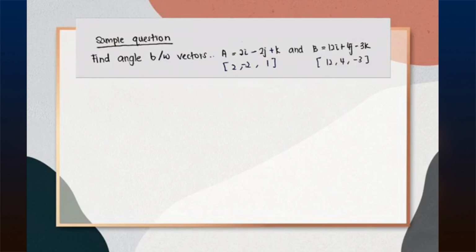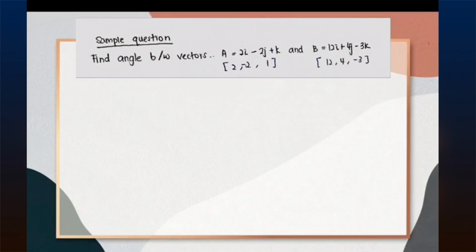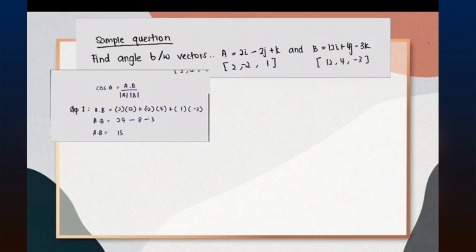Next, this is a simple question: find the angle between the vectors, where A = 2i - 2j + k, and B = 12i + 4j - 3k. So to find the dot product, we have to multiply A and B. The first step is to find the dot product, and we have to multiply A and B.